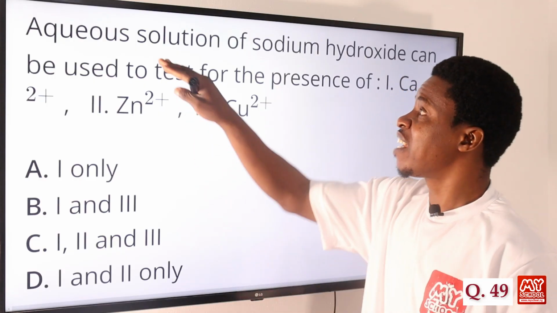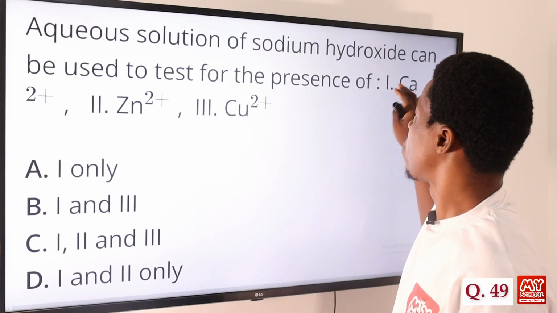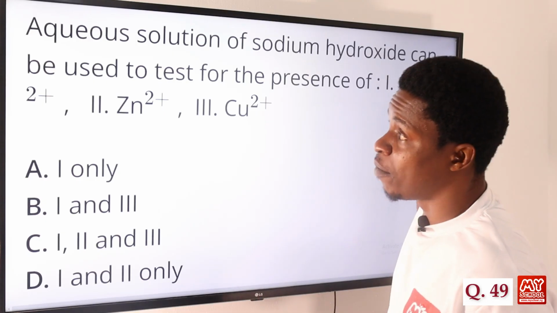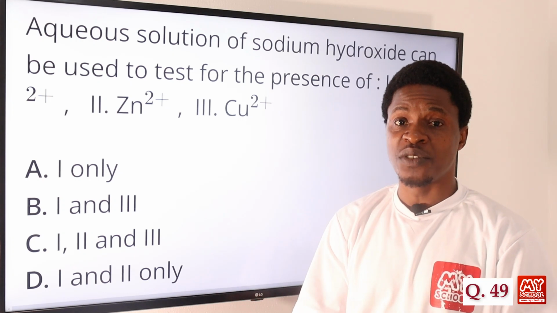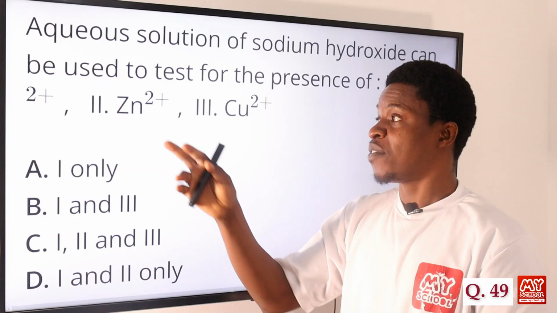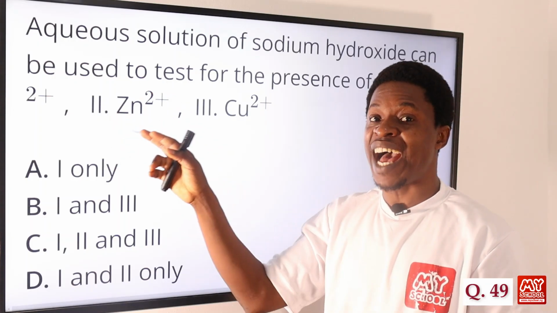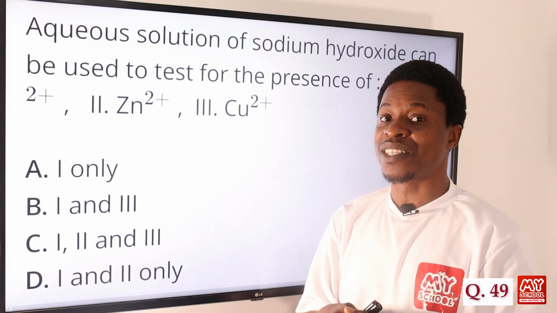So the question says that aqueous solution of sodium hydroxide can be used to test for the presence of this. You can use it to test for calcium ion because a white precipitate will be formed, and in excess it remains the same, so you know that it is actually calcium ion. If you react an unknown salt that has zinc in it, how do you know that it is zinc ion that is there? When you react sodium hydroxide, what happens?